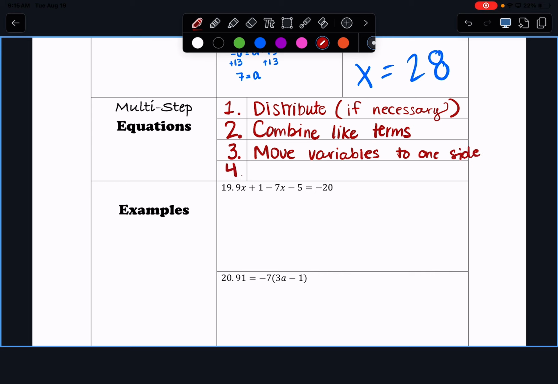Then our last thing is we're just going to solve it. From there, we use whatever strategy we need to. Basically, we turn it into one of the problems we've already done before. We just get rid of all of the extra things.